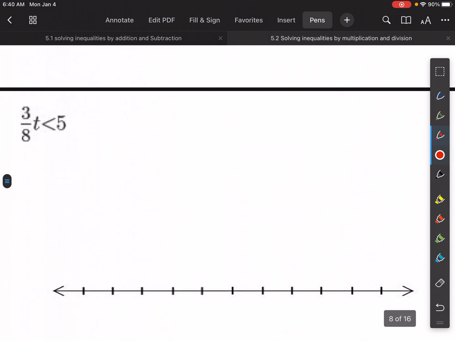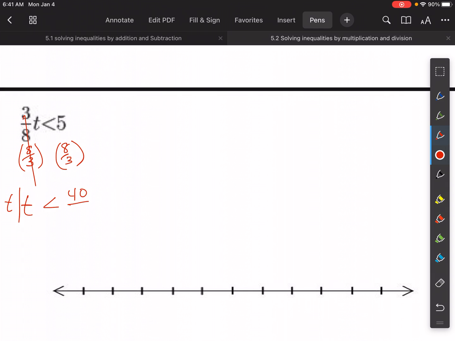And then finally, here's 2D, kind of same deal. Here I'm multiplying 3/8 by t, so I'd have to divide by 3/8 or multiply by 8 over 3, right? Flip it. So 8 over 3 is what I'm going to multiply by. Notice that's positive. Since it's positive, the inequality stays the same. So I have t values where t is less than 8 times 5 is 40, so 40 over 3.